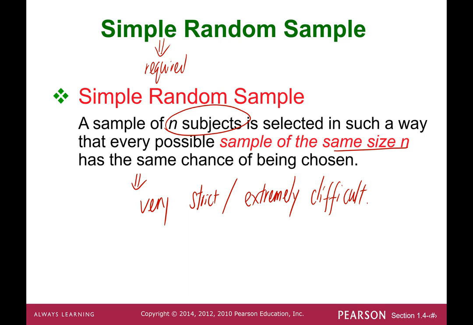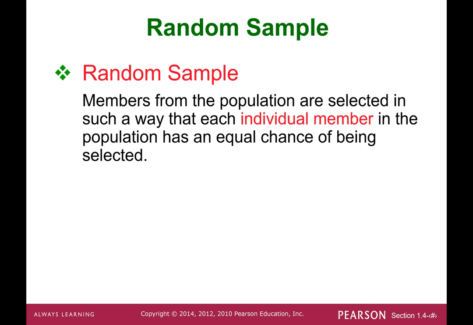The result will then be random in a very real sense. And for a random sample, all the members of the population have an equal chance of being selected. Every single member in the population has an equal chance of being selected. Compared to the simple random sample, this is less rigorous. So a simple random sample is much better compared to a random sample.